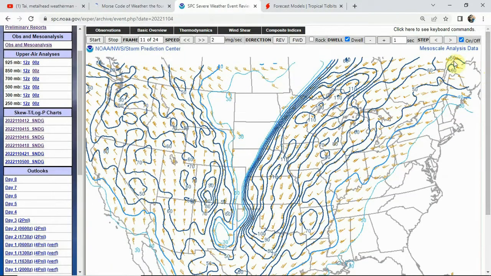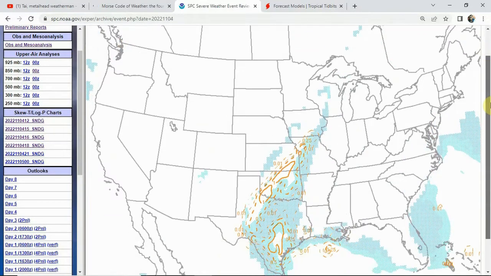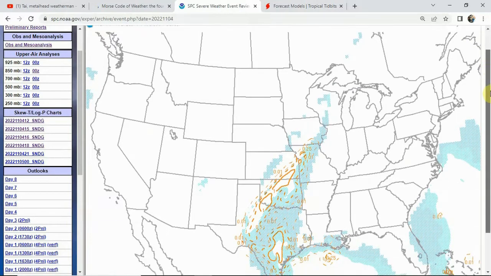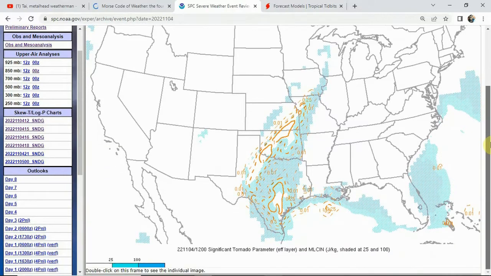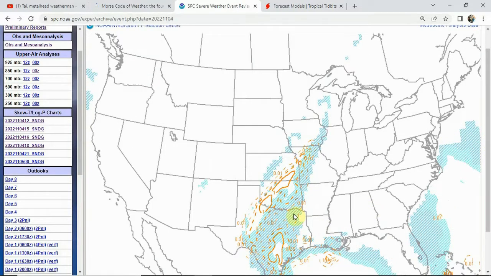And then there's other ways you can also look at stuff too. There's always the significant tornado parameter, which I don't look at much, because without those other parameters you don't really always get accurate readings from the significant tornado parameter, so to speak. But the colors here will indicate where the environment is most primed for tornadic activity.